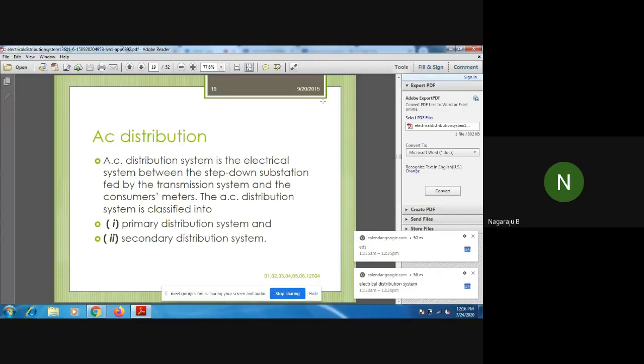So from here onwards, are you aware about our Telangana distribution companies? Hello.